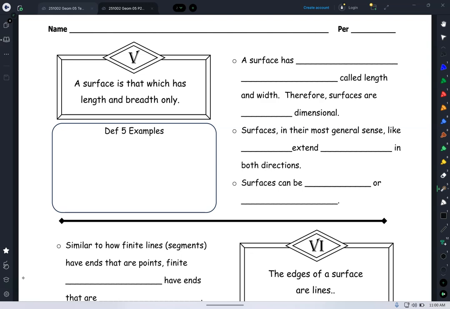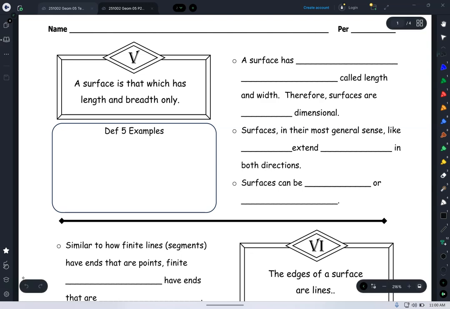Okay, so a surface is that which has length and breadth only. Now keep in mind, and I don't know if you have your notes in front of you, but the previous notes that we had, a line is breadthless length, or I had said widthless length. It was one dimensional or one measurement, right? It was just the length measurement. Well, now you can see that we're getting length and breadth, which is another word for width. And so what we have are two dimensions that are popping up here.